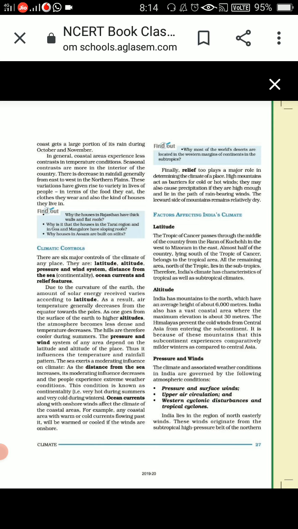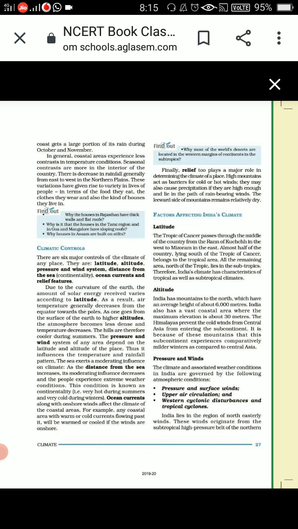Now, children, there are some factors which control the climate of any place. You have done this in the junior classes also, so some of the factors you already know. So what is going to control the climate? The latitude, the altitude, then the pressure and wind system, distance from the sea, ocean currents and relief features. These are the factors which are going to control the climate.